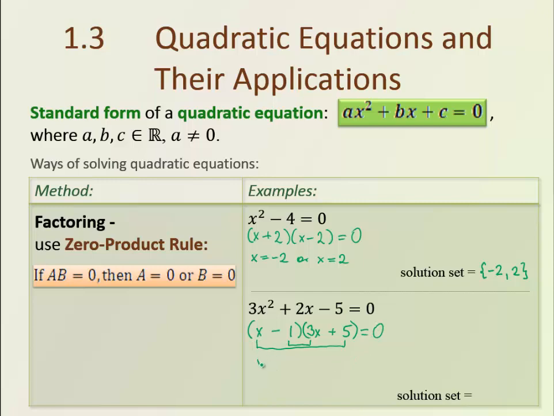From the first bracket, x is 1, or from the second bracket, when you solve it, you get 3x equals negative 5, therefore x equals negative 5/3. So we have two roots, 1 and negative 5/3. We can give the final answer in set notation. The solution set consists of negative 5/3 and 1.